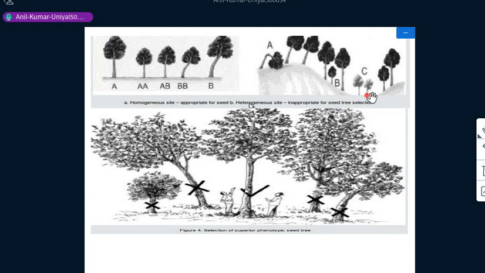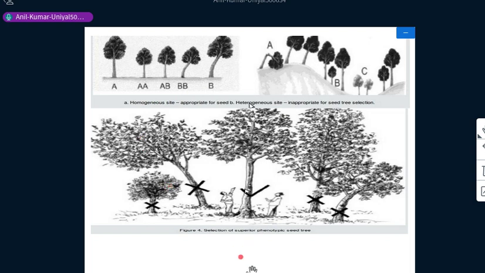But on the other hand, in the first picture we have seen that the trees are almost of similar growth pattern. Some trees are not looking healthy or have a different growth form due to soil or some other conditions, but there are a maximum or more number of desired trees here.